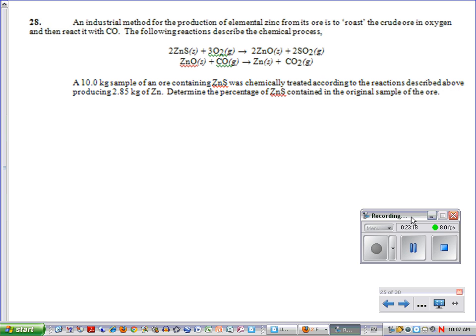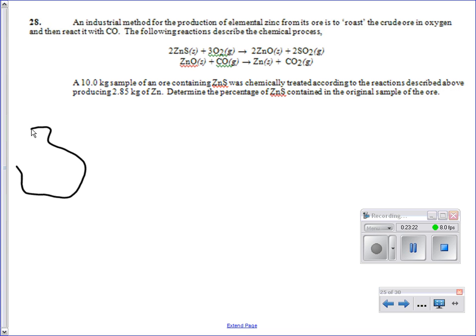Don't let this scare you. It's actually not that bad. We've got ore, okay? Big piece. It's a 10 kilogram sample. Do you think we're going to leave it in kilograms, though? No. So how much is that? Isn't that 10,000 grams? So we got 10,000 grams of ore.